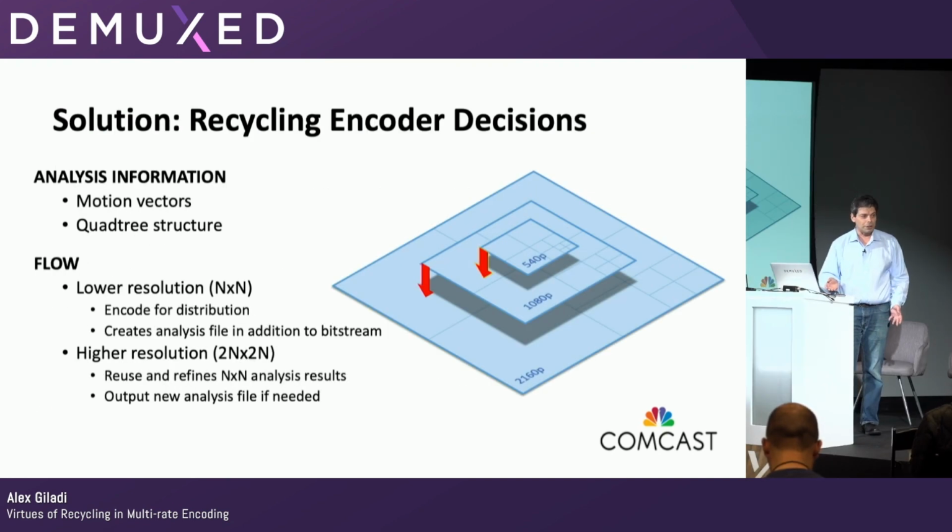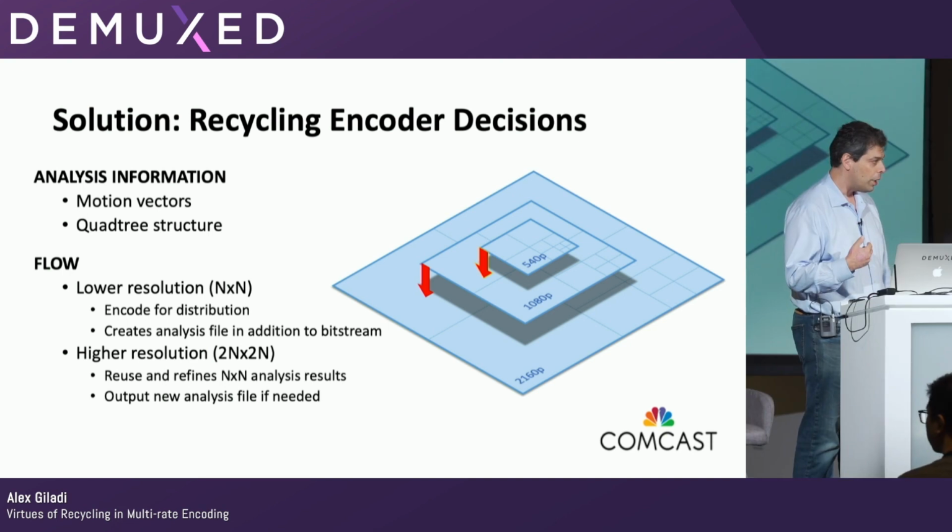So the solution is very simple, and that's why it's a 10-minute talk. Just take encoder decisions and reuse them. So let's define analysis information. Mainly, this is motion vectors and quadtree structure, but also other data.